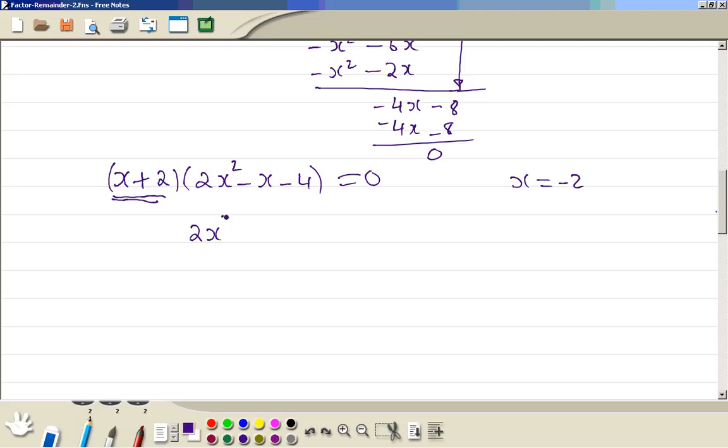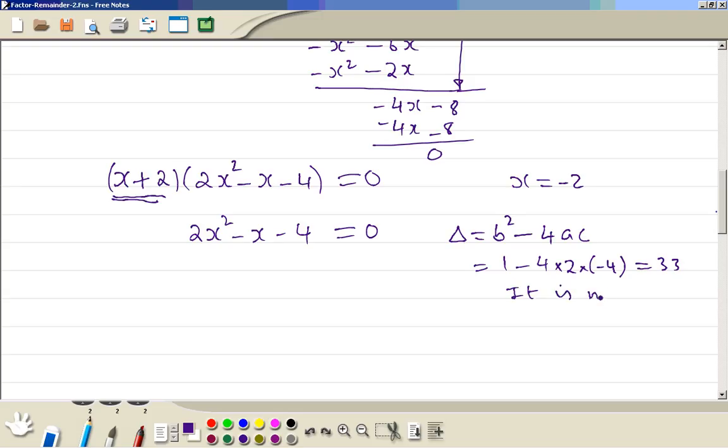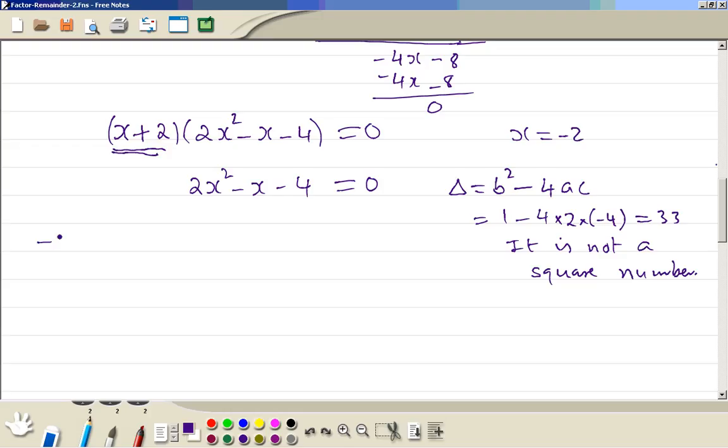Then we need to put this bracket equal to 0. Now you may try to factorize, but this does not factorize. So work out your discriminant, b squared minus 4ac. So it's minus 1 squared, which is 1, minus 4 times a, which is 2, times minus 4, and this is 33. So it's not a square number. So we can't factorize this, so use the formula.